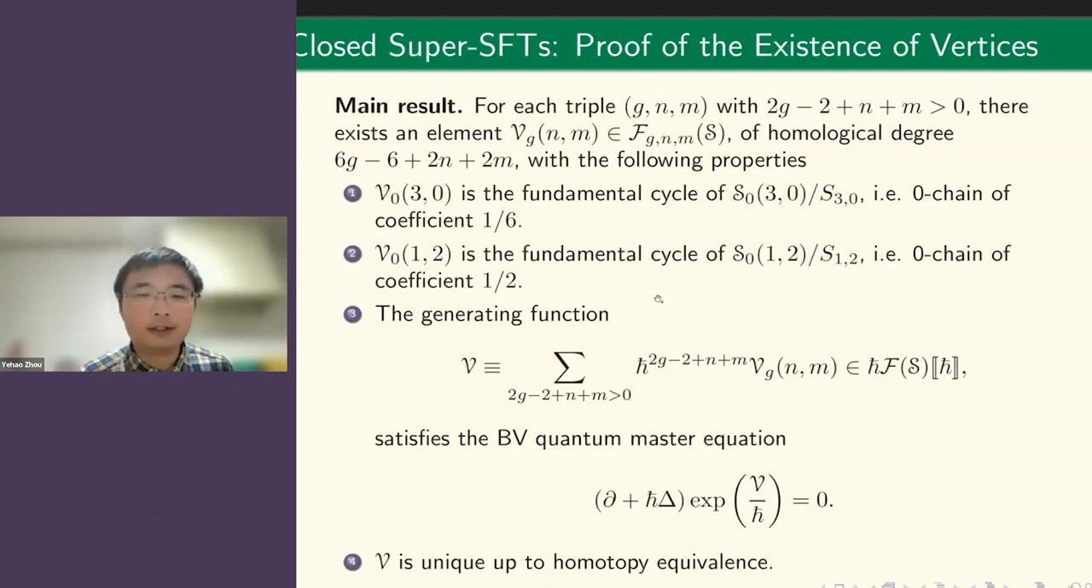And then the claim is that we can coherently extend those v0 3 0 and v0 1 2 to all vg and m, such that the generating function satisfies the BV quantum master equation. And also such a solution V is unique up to homotopy equivalence.